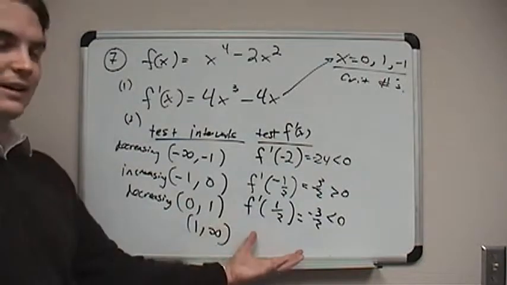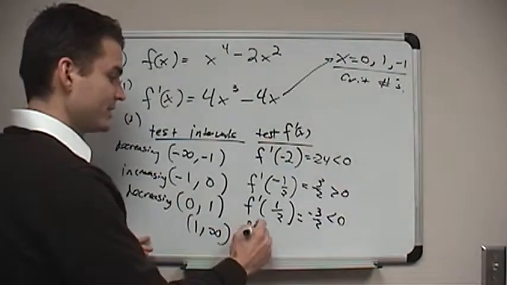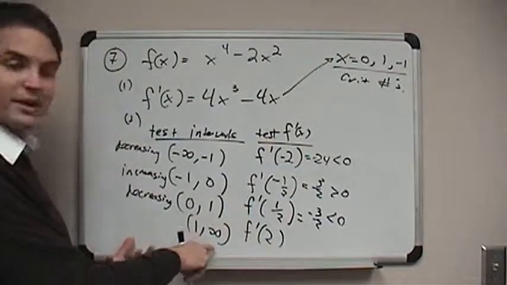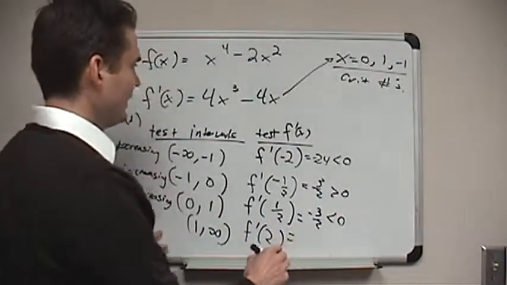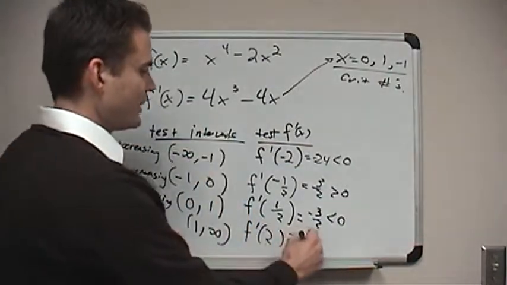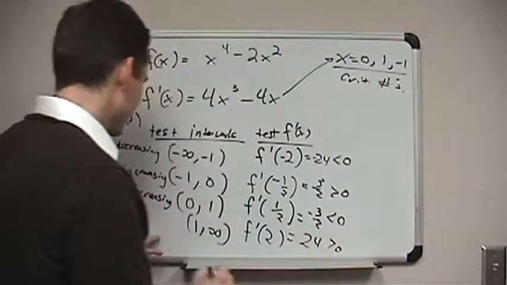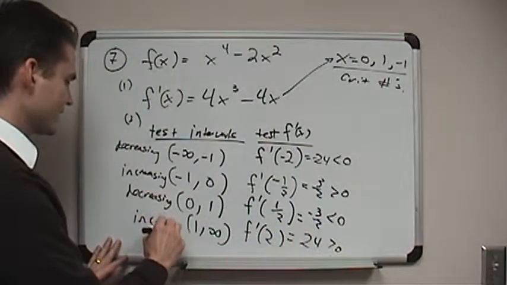Okay. And then finally, we got to put in a number that's bigger than 1 into our derivative. I'd probably try something like 2. It's a nice number. And again, when we put 2 in here, I think we're going to get positive 24, which is greater than 0. So now the function is increasing.